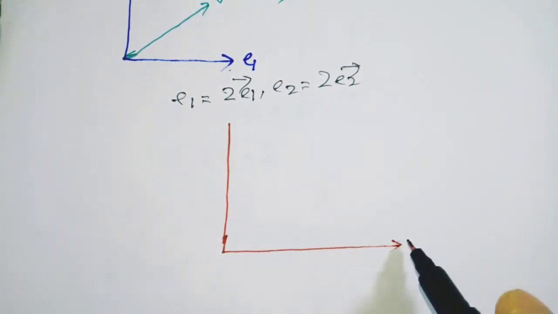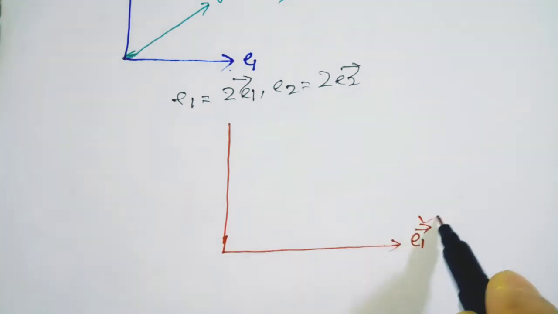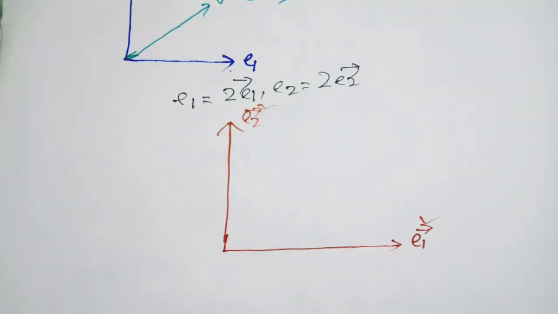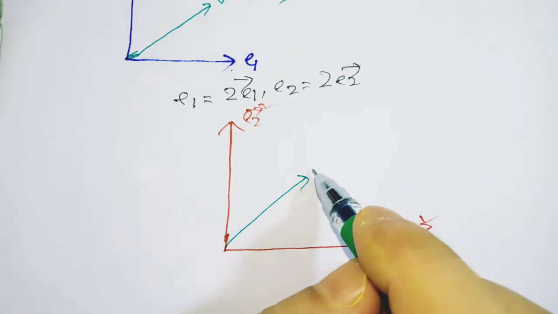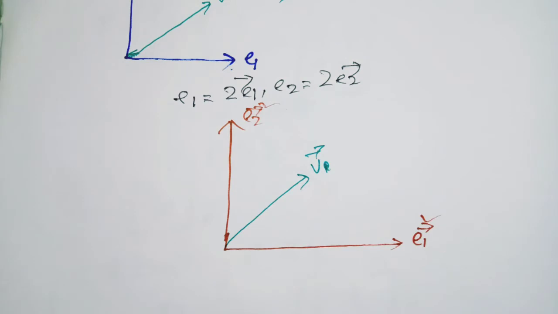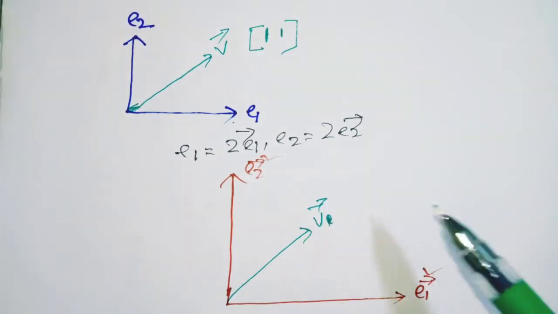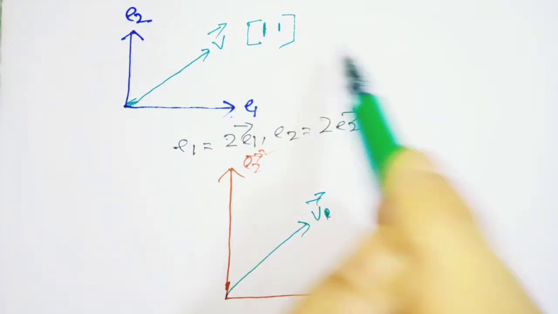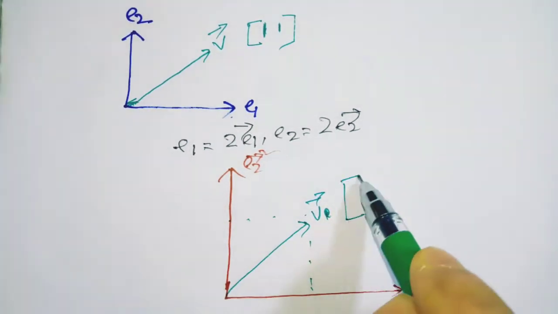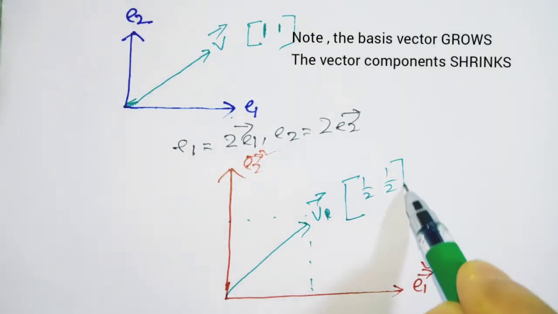So we put this as E1 tilde and the y axis goes to E2 tilde. This is the way in which it has scaled up. The vector V, starting from here, goes roughly the same way, so it stays in the same direction. And if you compare this part to this part, this one was 1 and 1, and this part has almost become half. So I can write the components as half and half.